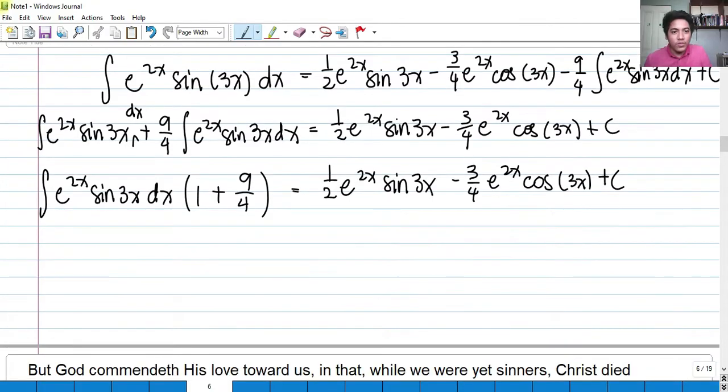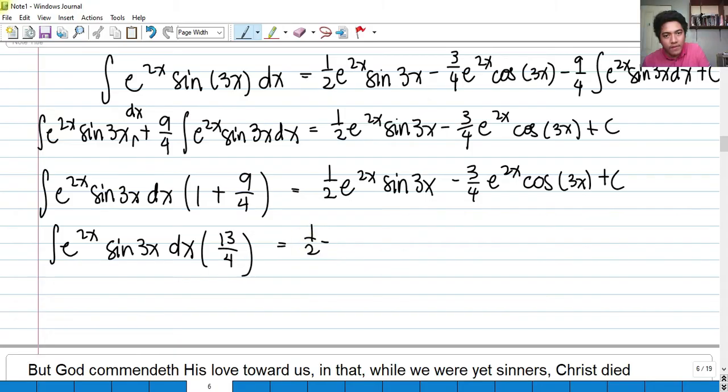So, what will I do? I'm going to simplify this. The integral of e raised to 2x sine of 3x dx. So, 4 times 1 is 4, plus 9 is 13 over 4, equal to 1/2, the same given on the right side of our equation. Let me just rewrite.